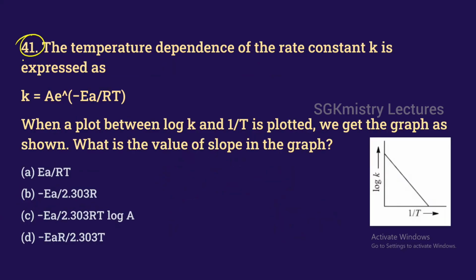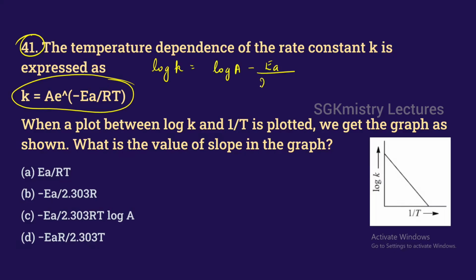Next, question number 41. The temperature dependence of the rate constant K is expressed as K is equal to A e to the power of minus EA by RT. When a plot between log K and 1 by T is plotted, we get the graph as shown. What is the value of the slope? Now we have to convert this equation into log. So log K is equal to log A minus EA by 2.303 RT, right? When I convert it into log.